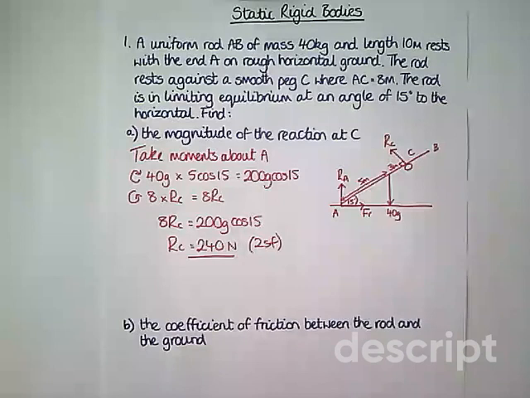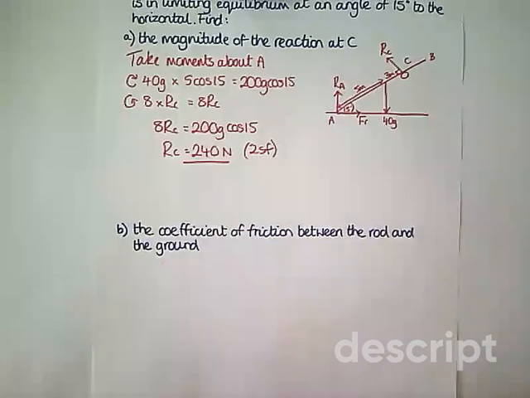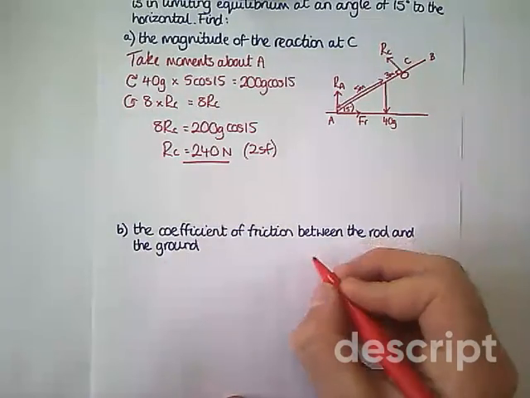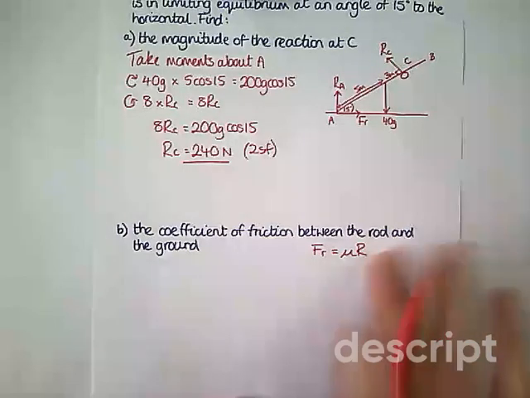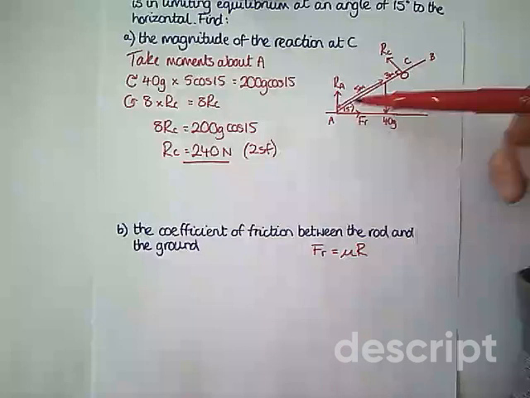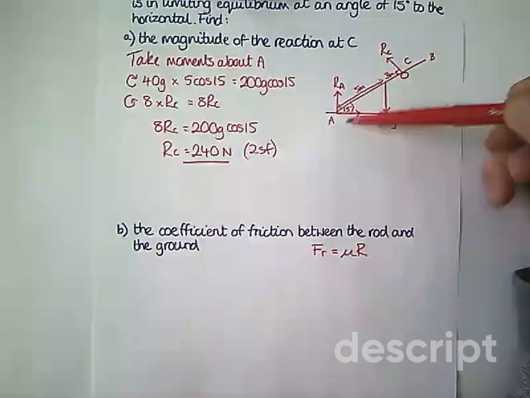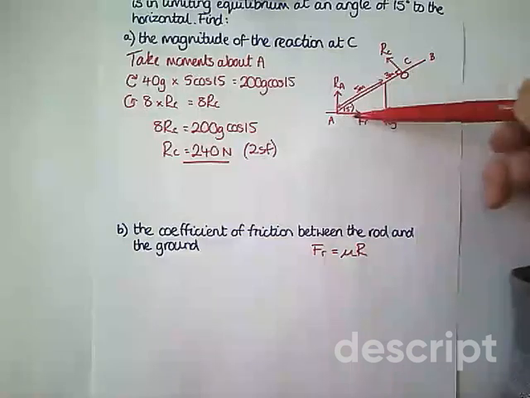Then part B, we want to find the coefficient of friction between the rod and the ground. As I said, we are in limiting equilibrium, and that is when friction equals mu R. This is a maximum value. So I want to find the coefficient of friction here. I need to find the reaction force and the value of friction.